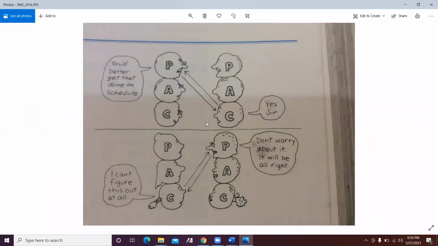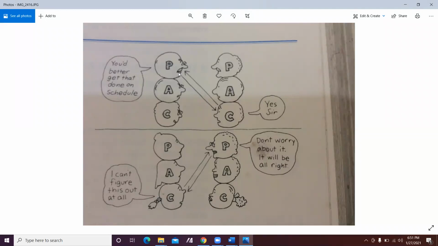Another one. These are also complementary transactions. There are no conflicts. You had better get that done on schedule. Yes. Expected a child ego, actually got child ego. This person expected a child ego from this person, got the child ego.